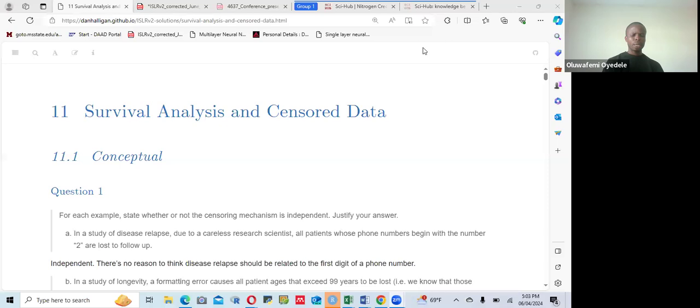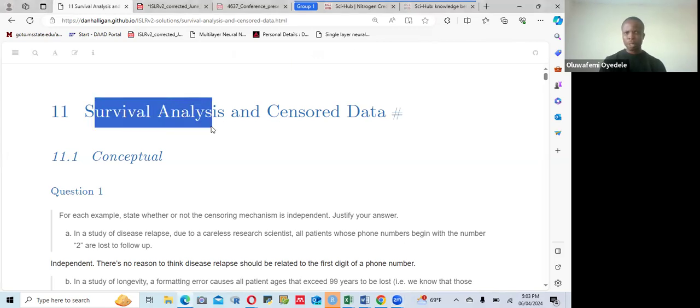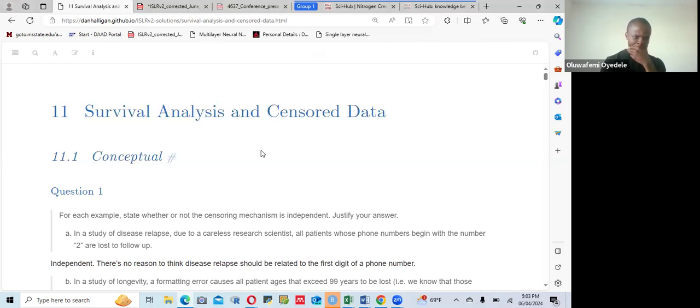Okay, so today we are going to be looking at chapter 11 of the book, which is about survival analysis and censored data. We looked at the chapter last week, and it was presented by Umar Durrani. So today we're going to be discussing the exercises for the chapter, and we'll be looking at the solution, which I think you shared in the flap.